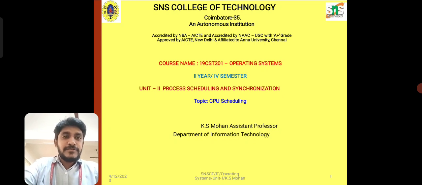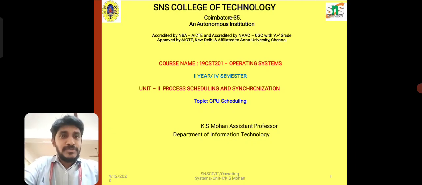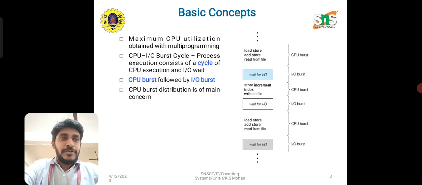In the operating system, we have process scheduling and synchronization. In that, we are going to discuss CPU scheduling, how CPU scheduling concepts work in the operating system. We are going to discuss the basic concepts of CPU scheduling, scheduling criteria, scheduling algorithms, thread scheduling, multiple-processor scheduling, real-time CPU scheduling, and algorithm evaluation. So let's start with the CPU scheduling basic concepts.